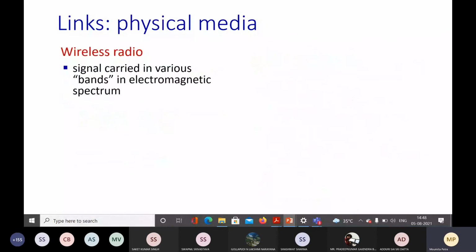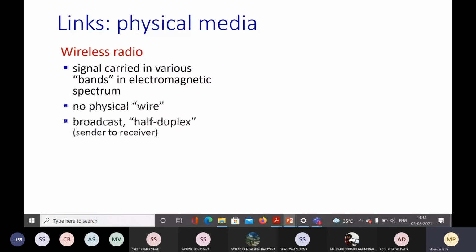All right, now we are getting into wireless radio. How does a wireless connection work? Signals in wireless communication are sent over the electromagnetic spectrum. In this electromagnetic spectrum there are various bands which are used for different types of communication. Each band provides a certain frequency, a certain amplitude. Depending upon the kind of application you want to serve, that particular band is used for communication.